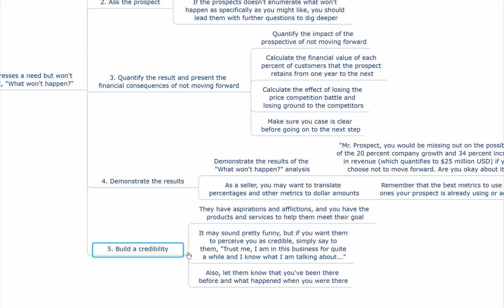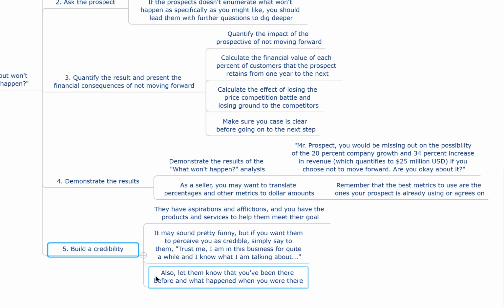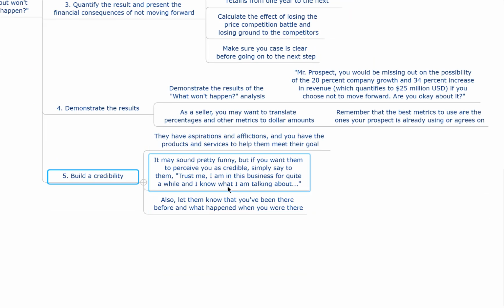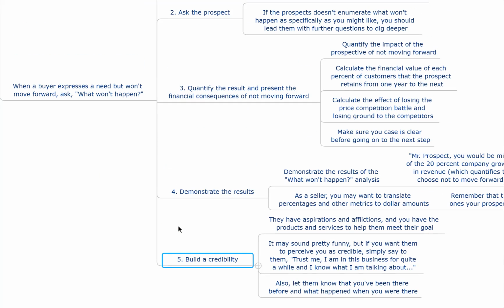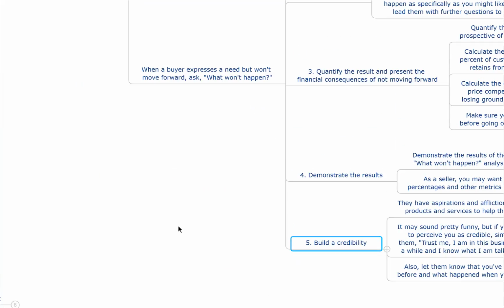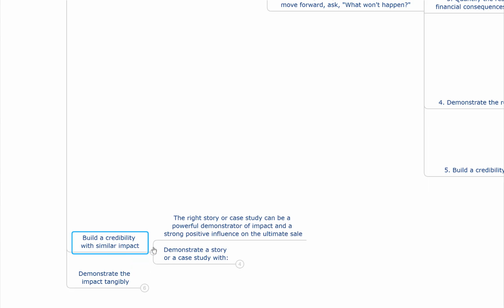Fifth, build credibility. They have the aspirations and afflictions, and you have the products and services to help them meet their goal. It may sound pretty funny, but if you want them to perceive you as credible, simply say to them, "Trust me, I'm in this business for quite a while and I know what I'm talking about." Also, let them know that you've been there before and what happened when you were there. This will help you build credibility.